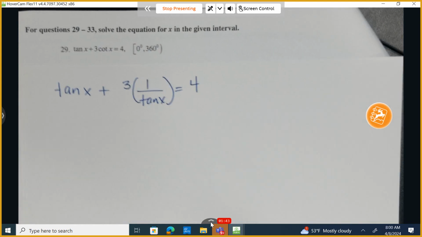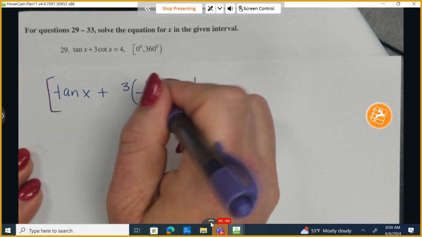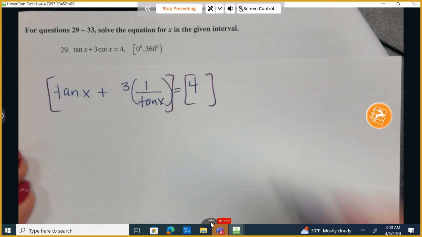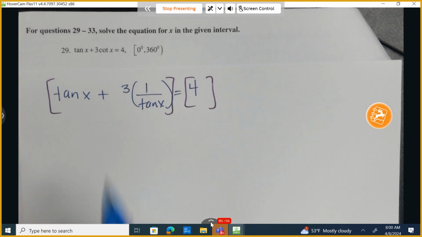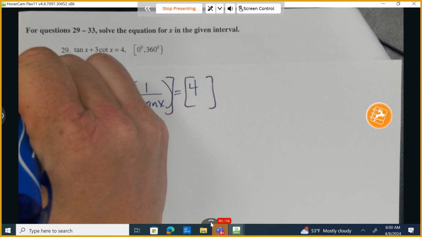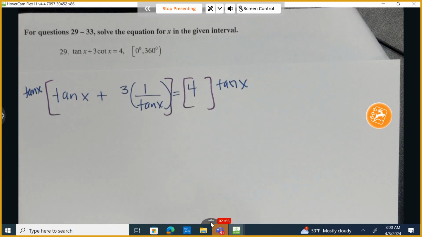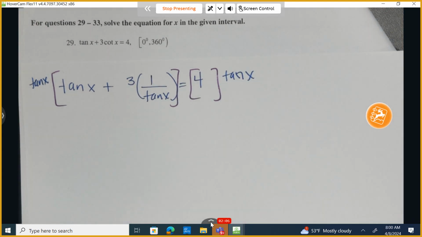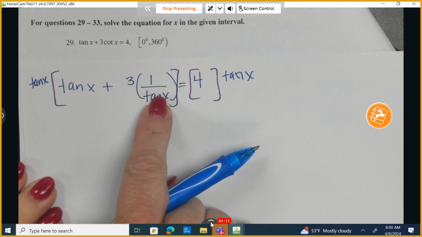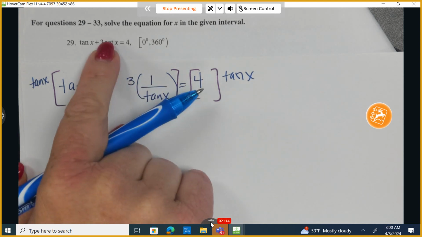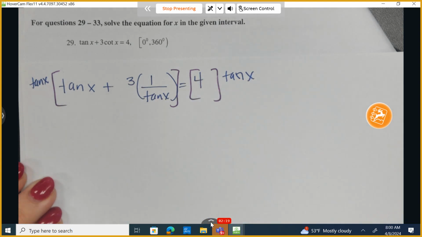And I don't like working with fractions, and I prefer that I have all the same type of trig functions. So as long as we conduct the exact same operation to both sides of the equation, the original equation will still be intact. So I'm going to take both the left and the right side times the tangent of x. The reason I'm doing this is because I want to eliminate having a denominator other than 1. And this will also ensure, as I rewrote it from cotangent to 1 over tangent, that any of the trig functions we have will all be one type of trig function.